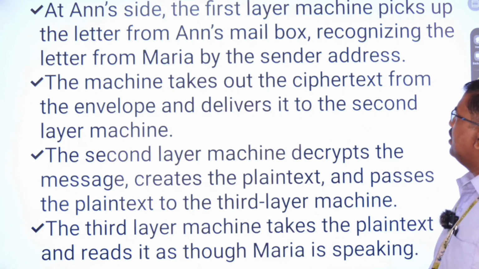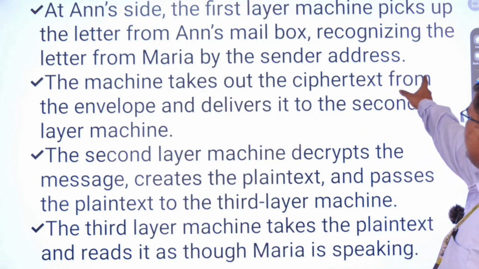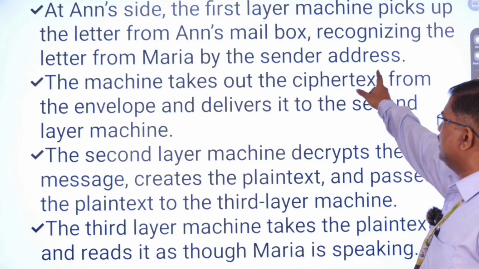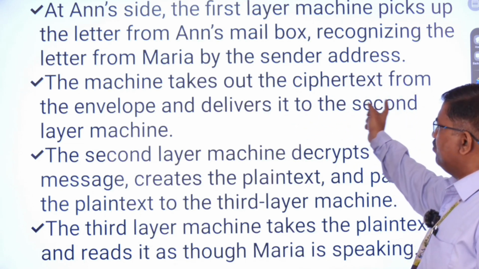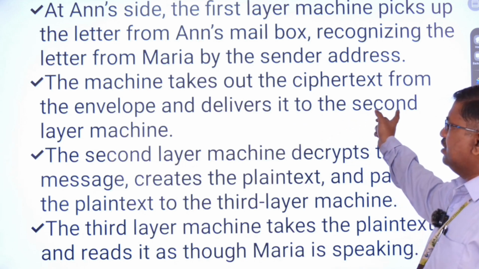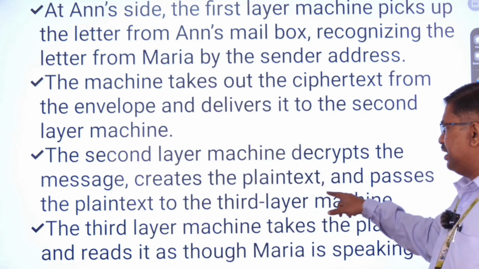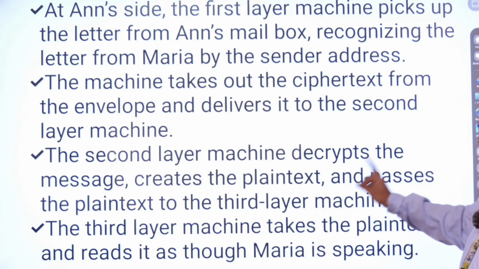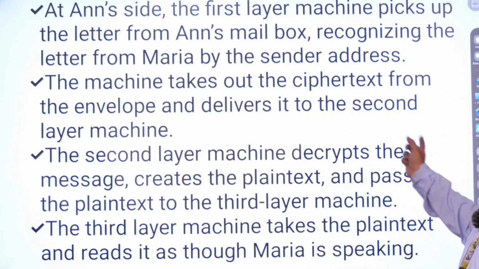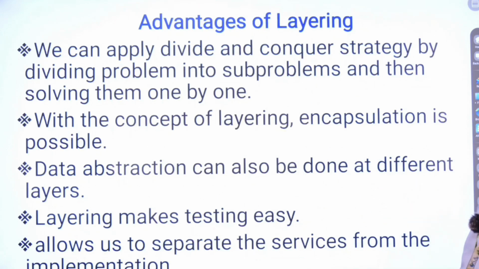At the other side, the first layer machine picks up the letter from the mailbox. By recognizing the letter from Maria by the sender address, the machine takes out the ciphertext from the envelope and delivers it to the second layer machine. The second layer machine decrypts the message, creates the plain text and passes it to the third layer machine. The third layer machine takes the plain text and reads it as though Maria is speaking. So these are the advantages of layering.